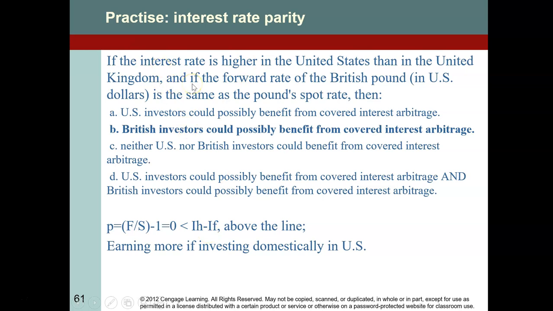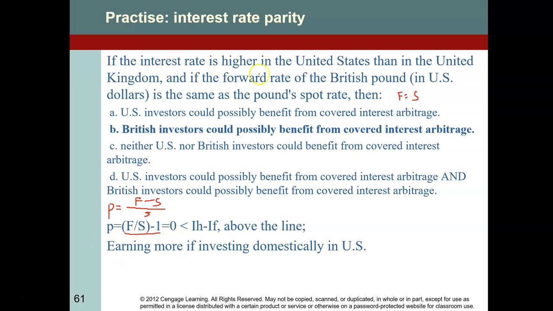However, we know the forward rate of the British pound in US dollars is the same as the pound spot rate, meaning F, the forward rate, is the same as the spot rate. Remember P equals F minus S over S, which is the same as F over S minus 1. Because F is the same as S, P becomes 0.